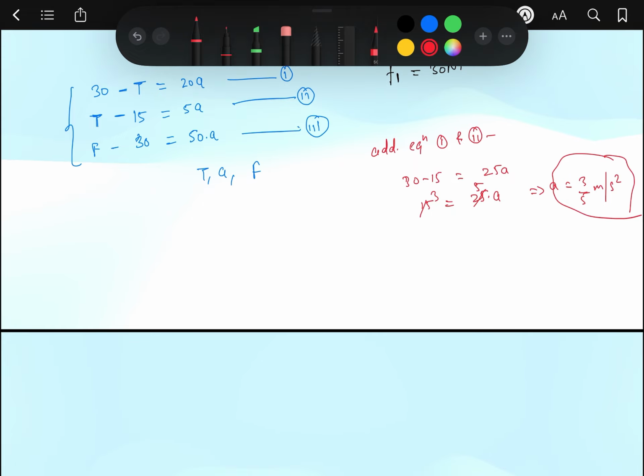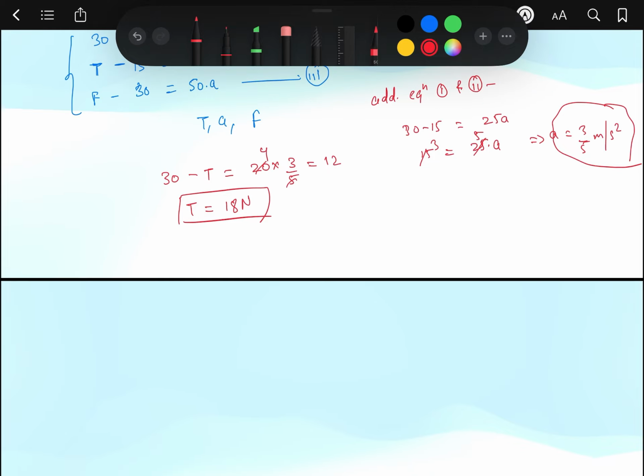So if I put this value in this equation number 1, then I can easily get what is the value of tension. 30 minus T will be equal to 20 multiply the acceleration value, which is 3 by 5. So it will be 4 times 3, that means 12. So here tension value we are getting is 30 minus 12, that means 18 Newton we are getting. Okay. So tension value is 18 Newton.